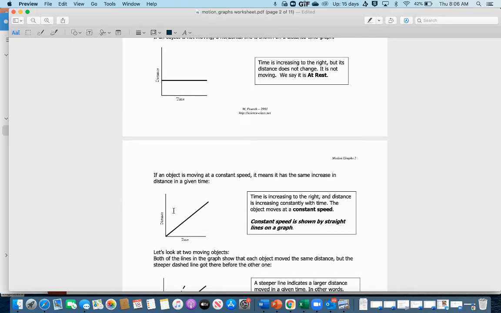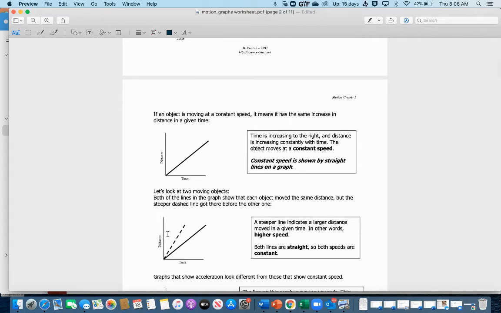Now, if I look at this relationship, as time increases, what happens to my distance? Well, my distance is increasing, so I must be moving at a constant speed. Let's give it an arbitrary value of 5 meters per second. After 1 second, it's gone 5 meters. After 2 seconds, it'd be 10 meters, and after 3 seconds, 15. So we see a nice linear relationship. The slope of a distance versus time graph tells us what the speed is.